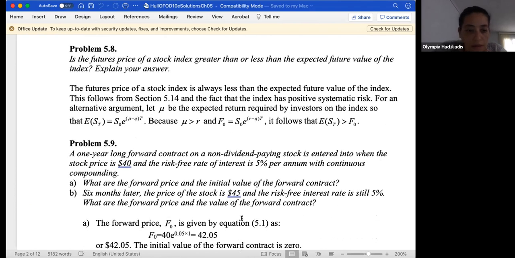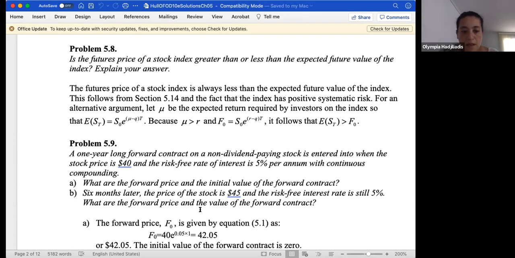Here we have a long problem. Let's look at that. So we have a 1 year long forward contract on a non-dividend paying stock. It's entered into when the stock price is $40 and the risk-free rate of interest is 5% per annum with continuous compounding. The question is, what are the forward price and the initial value of the forward contract? And then, 6 months later, the price of the stock is $45 and the risk-free interest rate is still 5%. What are the forward price and the value of the forward contract?